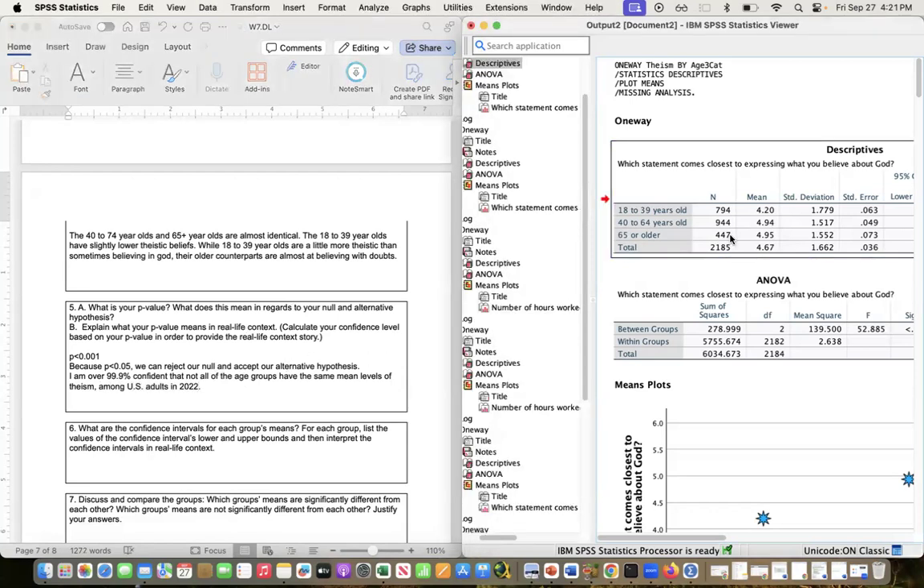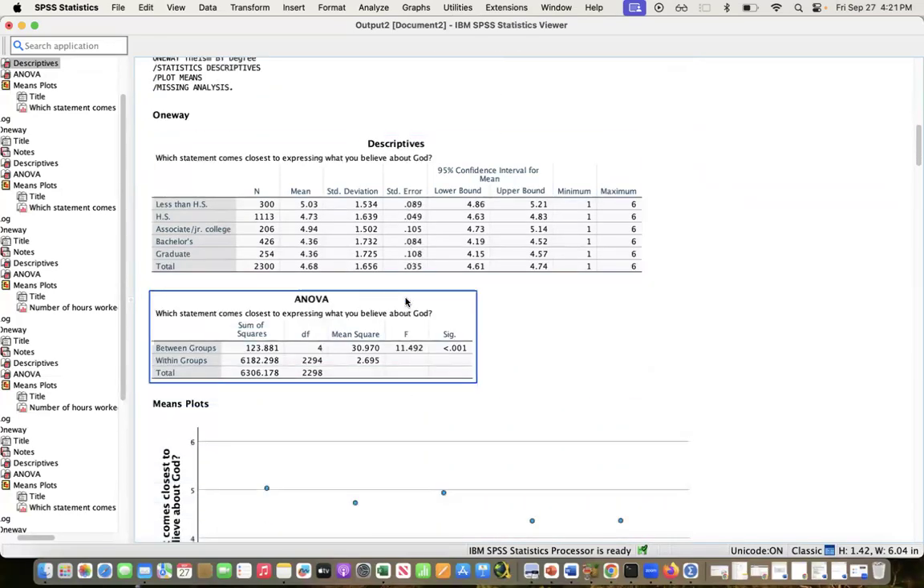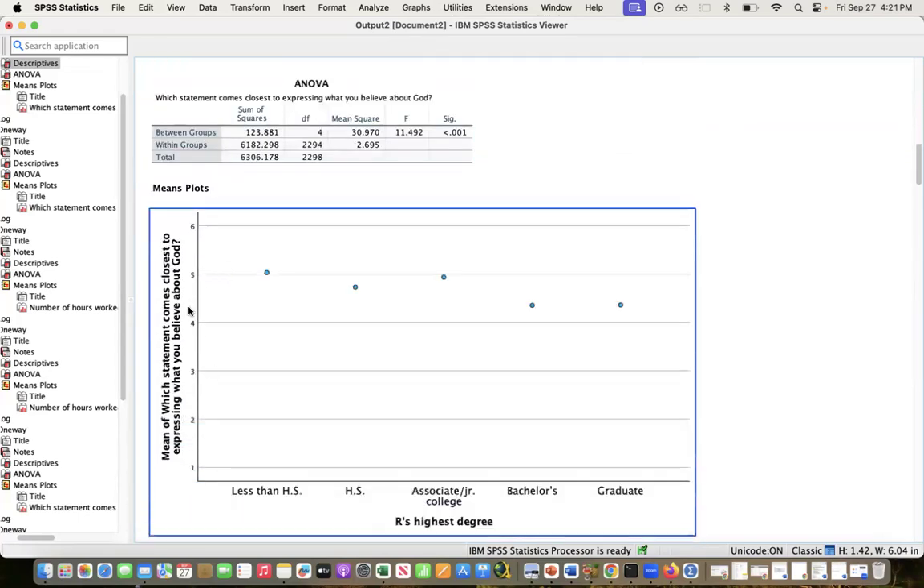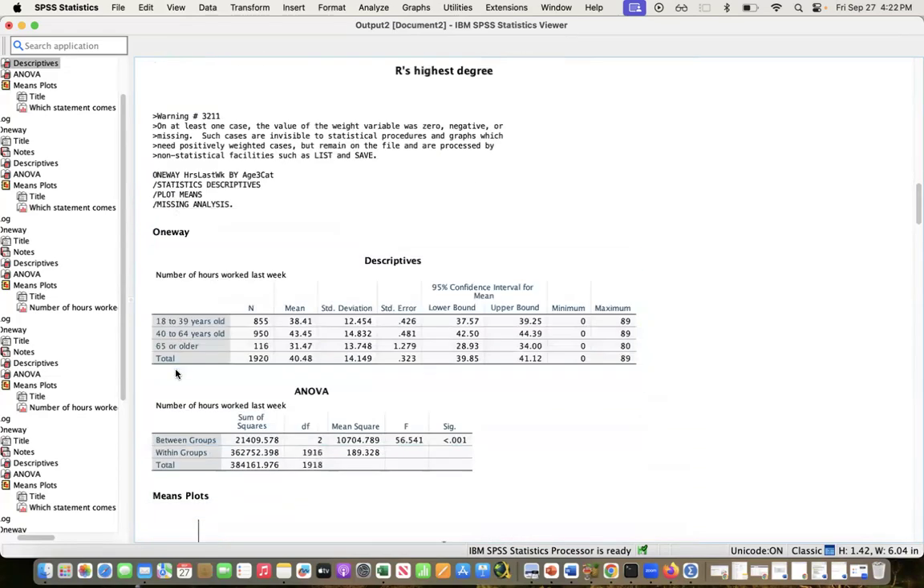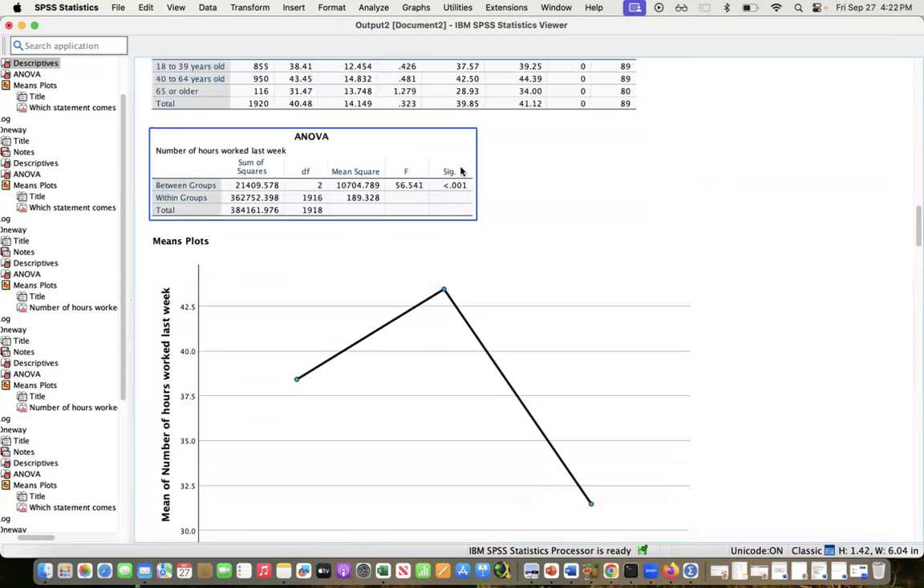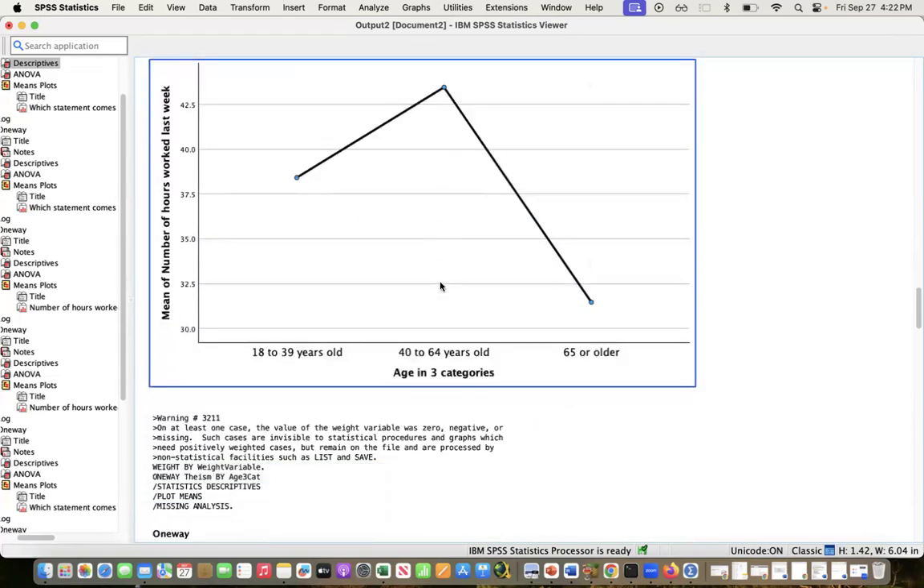Okay. Let's look at the other ones. So here is also p-value less than 0.001. So we're saying that for education, also not all of these groups have the same mean. We're over 99.9% confident that among all US adults in 2022, that education levels don't all have the same mean level of theism. We can see for this one, same thing, right? We're confident these aren't all the same means for hours worked.